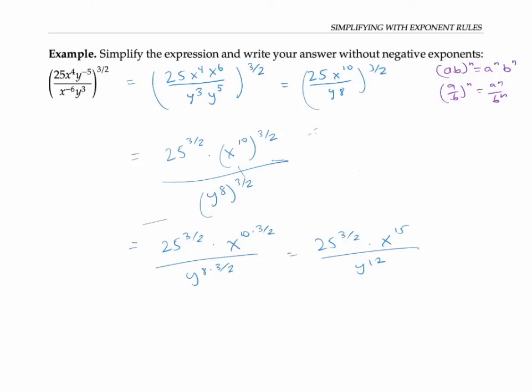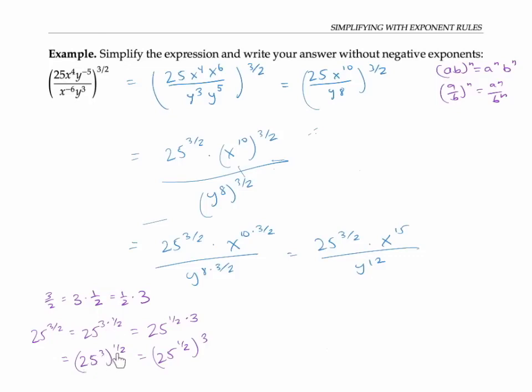Finally, I need to rewrite 25 to the 3 halves. Since 3 halves can be thought of as 3 times 1 half, or as 1 half times 3, I can write 25 to the 3 halves as 25 to the 3 times 1 half, or as 25 to the 1 half times 3. Well, using the power rule in reverse, I can think of this as 25 cubed to the 1 half, or as 25 to the 1 half cubed, since when I take a power to a power, I multiply the exponents.